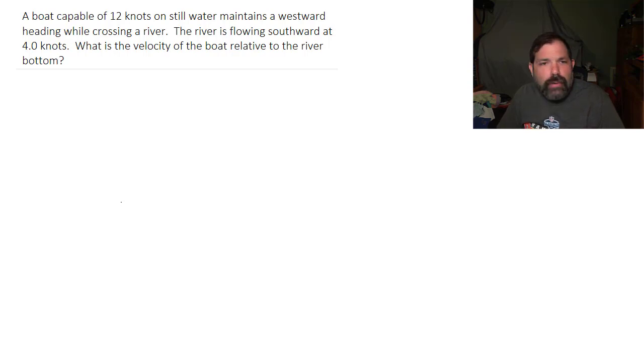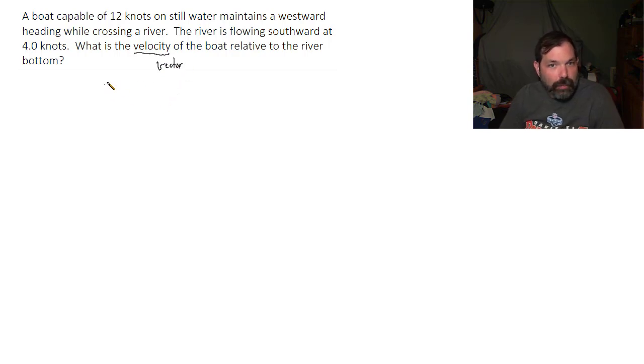All right, let's look at another application here. Here we're told a boat capable of 12 knots on still water maintains a westward heading while crossing a river. The river is flowing southward at 4.0 knots. What is the velocity of the boat relative to the river bottom? Velocity is a vector. We need to find a velocity vector.